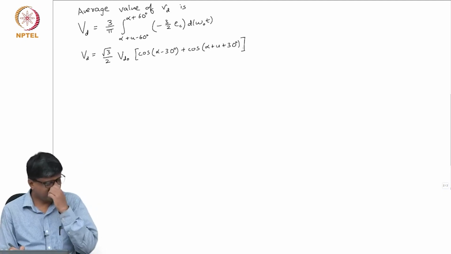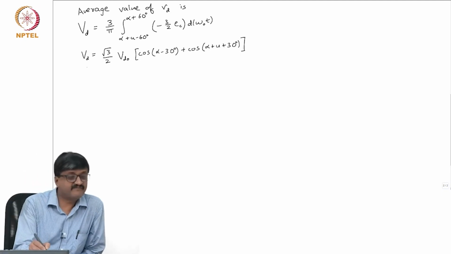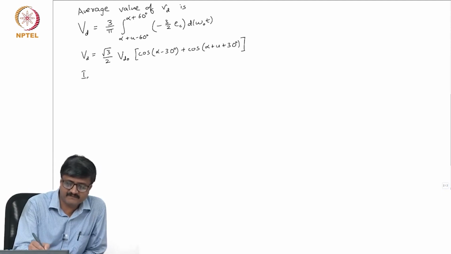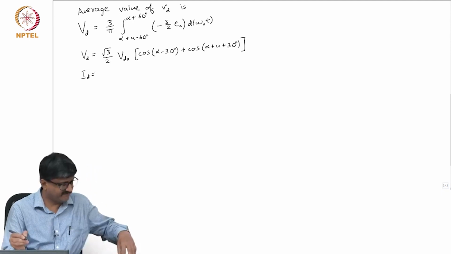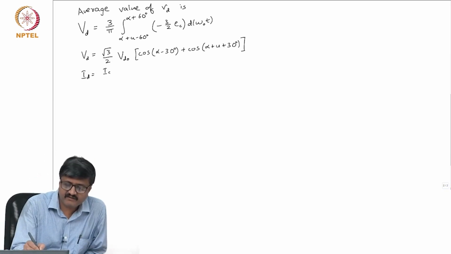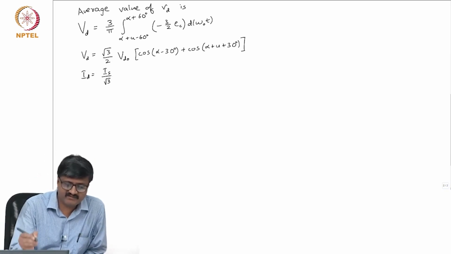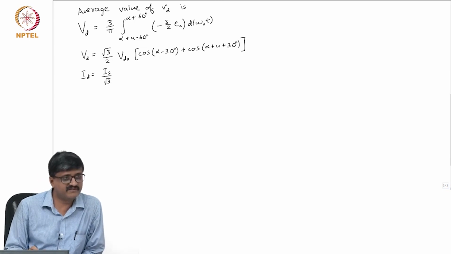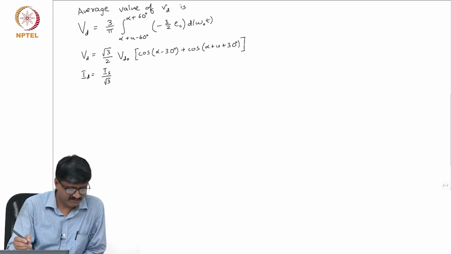Now, in the last class, we got the expression for ID in terms of IS, alpha and u. If you recall, we derived this equation. So, I will just rewrite that equation. ID is IS by... Of course, the last step I did not go through all the manipulations. I am asking you to do that.